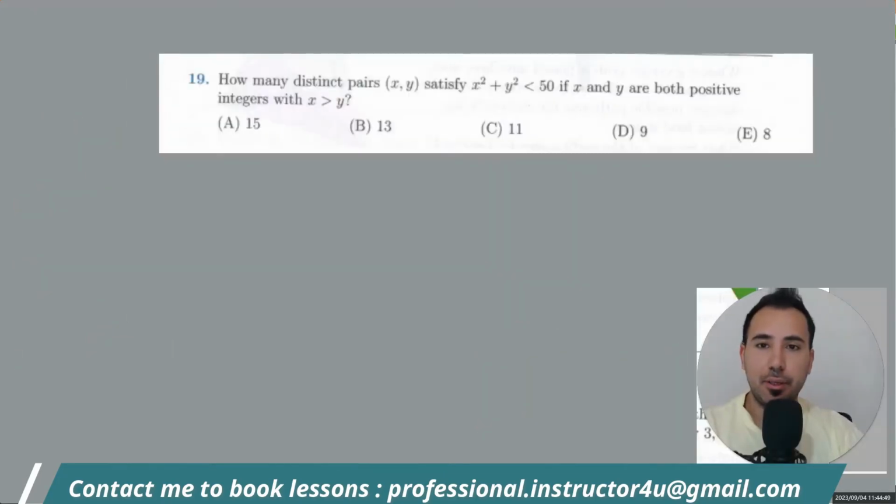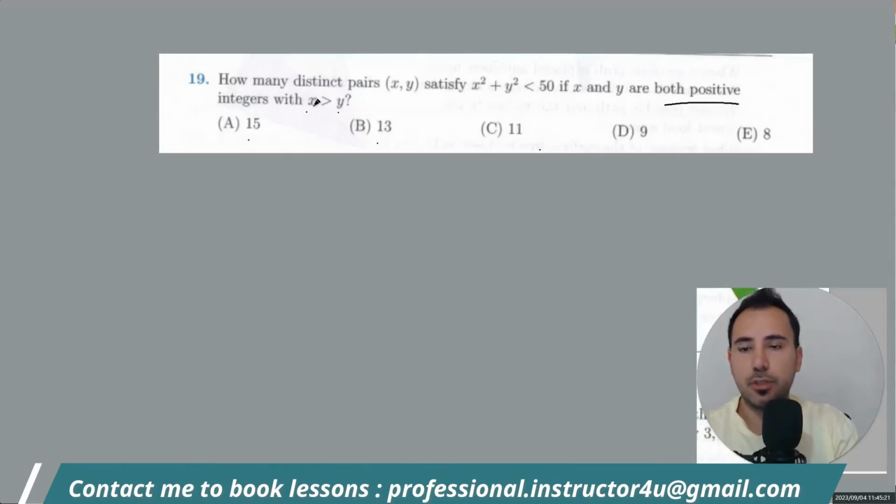How many distinct pairs xy satisfy this inequality if x and y are both positive integers with x greater than y? Okay, so the first thing here says both of them are positive, okay? So that means 0 will not be one of the numbers, and x will be larger than y. So I think we just have to make a list, knowing that the options are not too many. So let's go and do this.